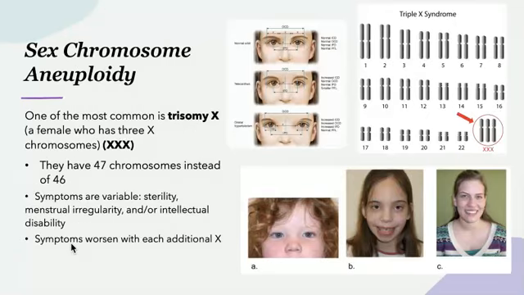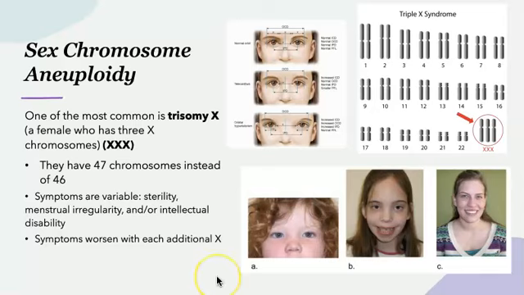Now for our sex chromosome aneuploidy. One of the most common is trisomy X. This is a female who has 3 X chromosomes, and so they're going to have a total of 47 chromosomes instead of 46. So symptoms here are going to be variable. It can lead to sterility, menstrual irregularity, and or intellectual disability.